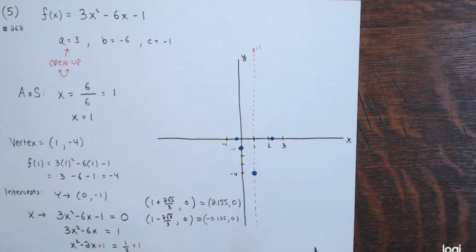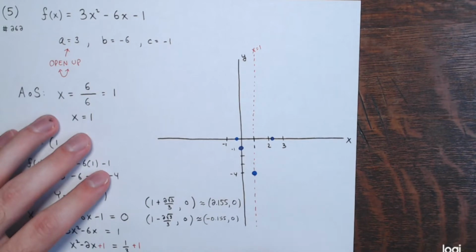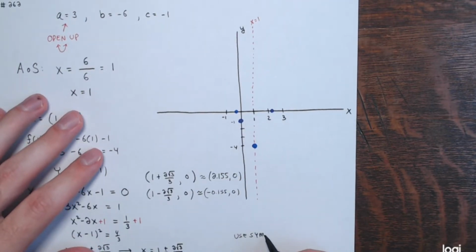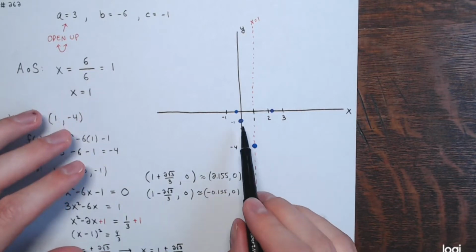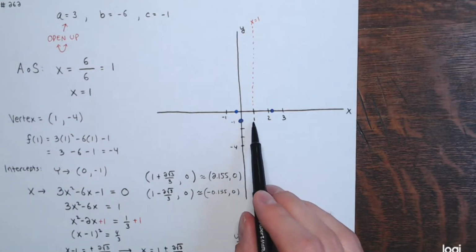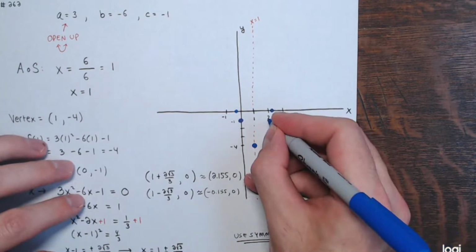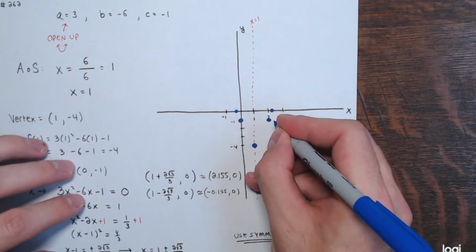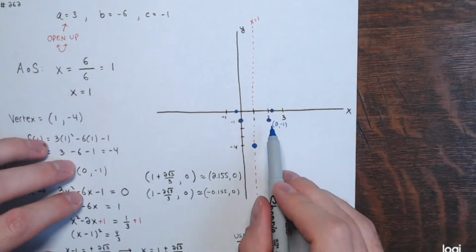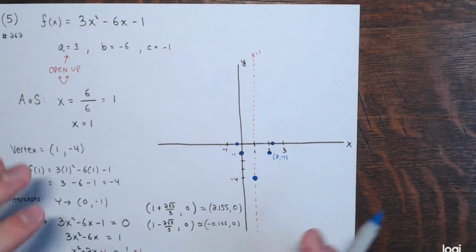And now we use symmetry to find other points. We have enough right now, but we can use symmetry. I'm just going to use this y-intercept here. This is at 0, negative 1. That's 1 unit to the left of the axis of symmetry. So if I just go 1 unit to the right, I'll get another point, 2, negative 1. There's the ordered pair 2, comma negative 1. And check it out. Replace x with 2 in the function, you'd get negative 1 as an output, I promise you.